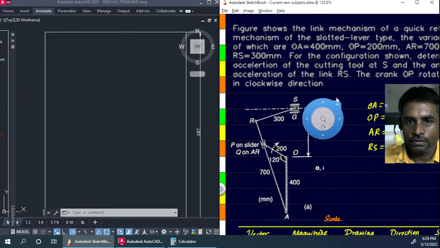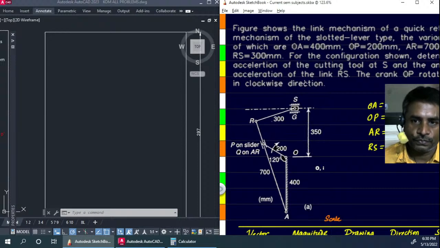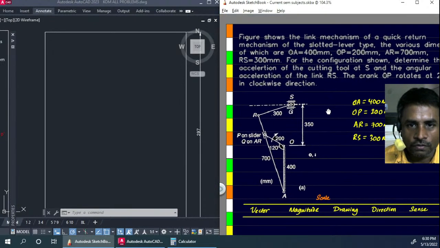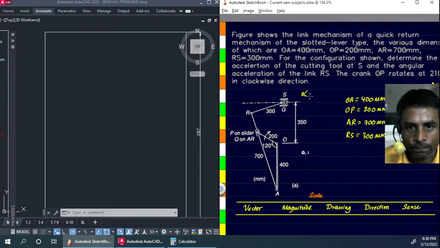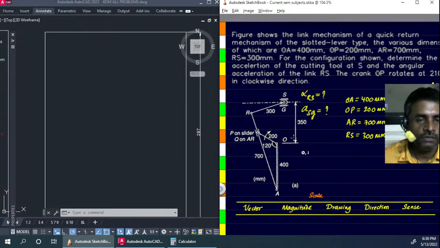And so we'll be supposed to find the acceleration of a few things. So first of all, you can see here we have been asked to find the acceleration of the point S, which is located here on the slide, and the angular acceleration of the link RS. So we also have to find the angular acceleration, that is alpha of the link RS. This we are supposed to find, and we need to find the acceleration of the point S with respect to any of the fixed points. So we can take it as G, or we can take it as O or A. So this we need to find.